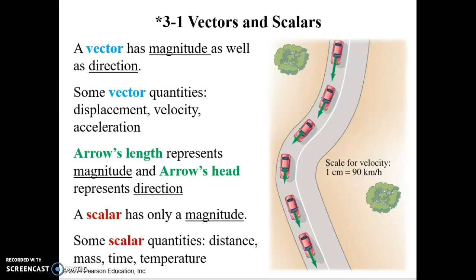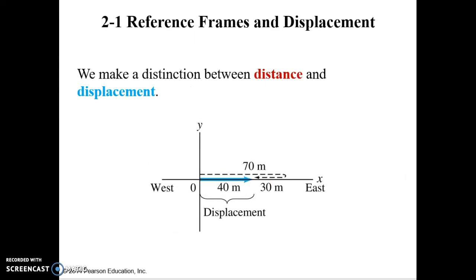Now some examples of scalars are distance, mass, time, and temperature. All these variables have an amount, but no direction associated with it. Knowing the definition of vectors becomes more important in later chapters. Now on to Chapter 2.